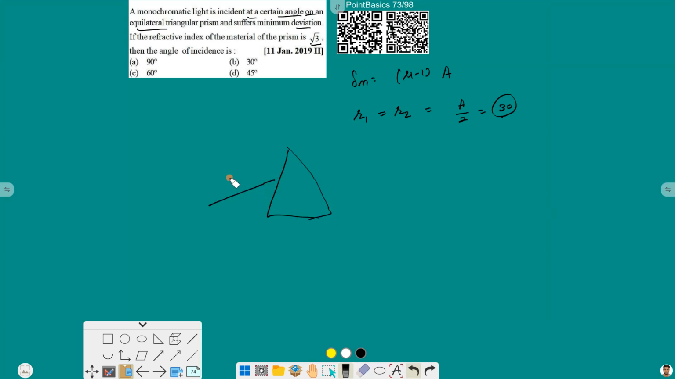Now suppose this is our prism. Now this is the incident light. This will be the angle 30, and here we will have the R1. So we can apply Snell's law at this point, that 1 into sine of theta is equal to root 3, that is the refractive index of the prism, into sine of 30. And when we solve this, we will get theta is equal to 60 degree. That is option C here. Let us move ahead.